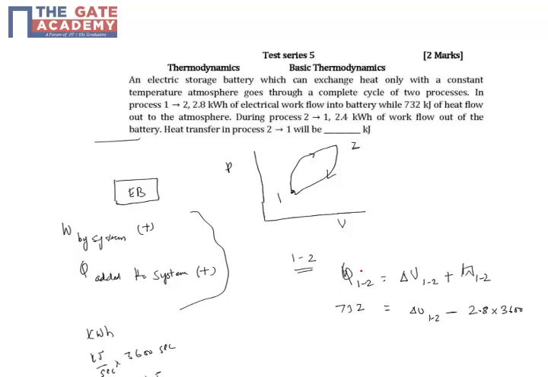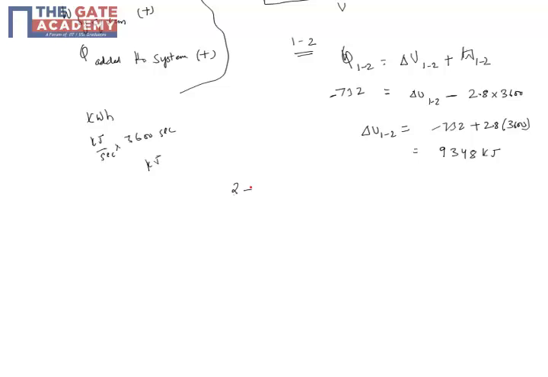Work is in while heat flow is out to the atmosphere, so that is negative. Sorry, that's negative because heat is not added, heat is removed, so minus 72. So delta U 1 to 2, the change in the process, is minus 72 plus 2.8 into 3600. So this is positive, and this change in internal energy is 9348 kilojoules.